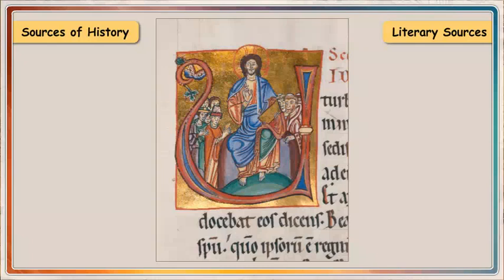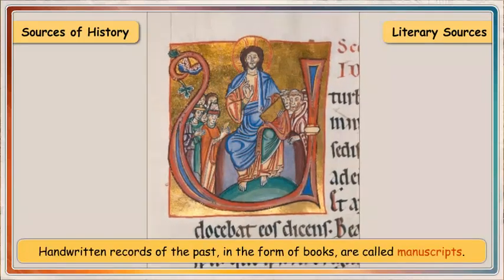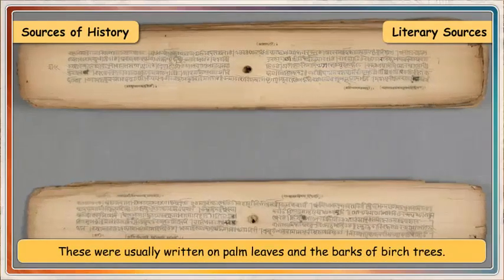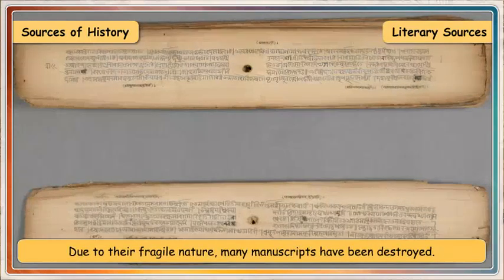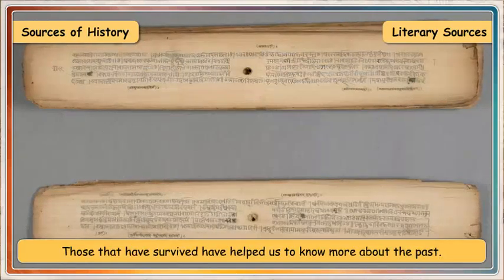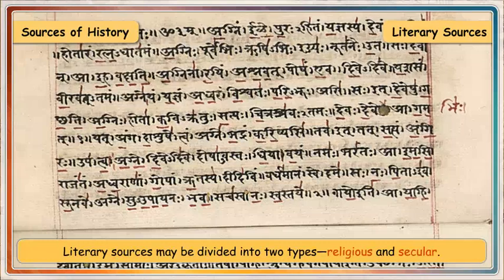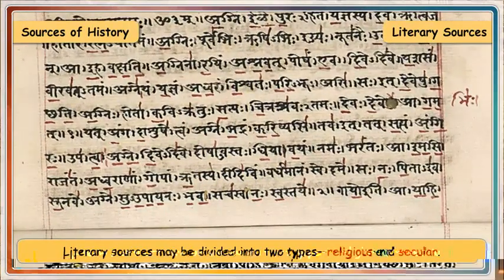Literary sources. Handwritten records of the past in the form of books are called manuscripts. These were usually written on palm leaves and the barks of birch trees. Due to their fragile nature, many manuscripts have been destroyed. Those that have survived have helped us to know more about the past. Literary sources may be divided into two types: religious and secular.